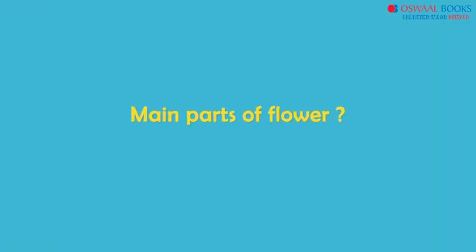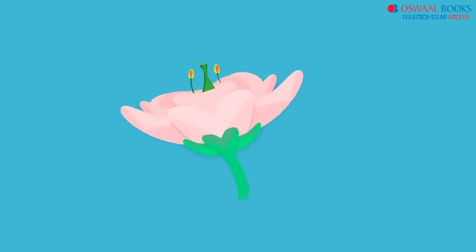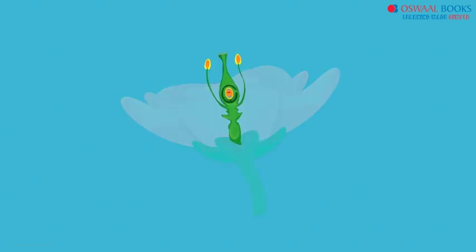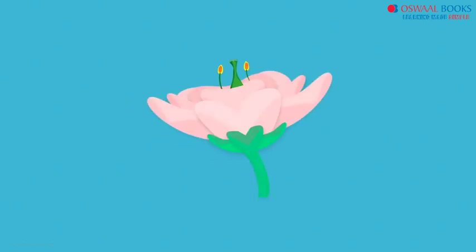What are the main parts of the flower according to you? The bright colorful parts of the flower are called the petals, and the underside green-colored small petal-like structures are called the sepals. Take a minute to think about the function of these parts. If you have done so, hold on to those thoughts. We will get back to them in some time.